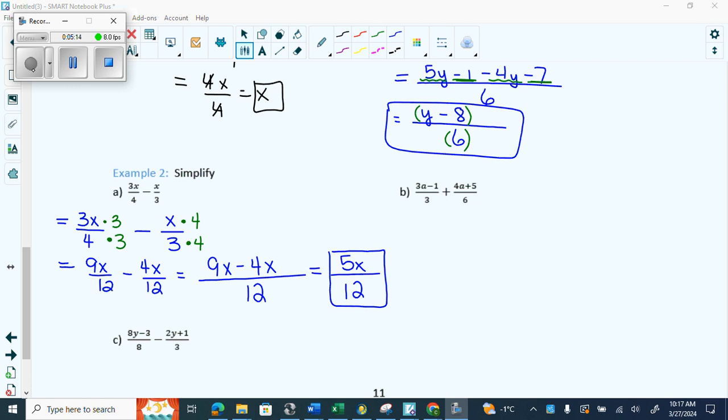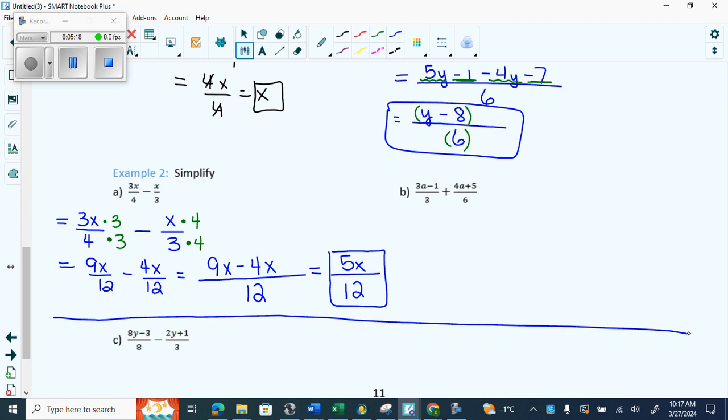So for this one, I'm going to take the 3, and look guys, we're going to have (3a minus 1) over 3 plus (4a plus 5) over 6. And then I'm going to multiply this one by 2. I put the 2 in the front if I really want, or 2 in the back, doesn't matter.